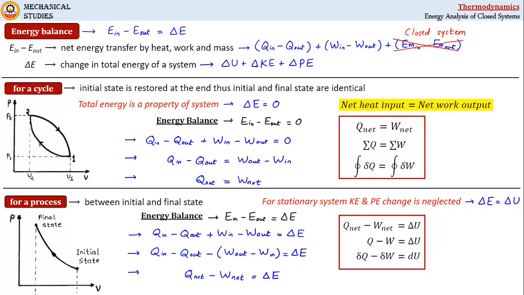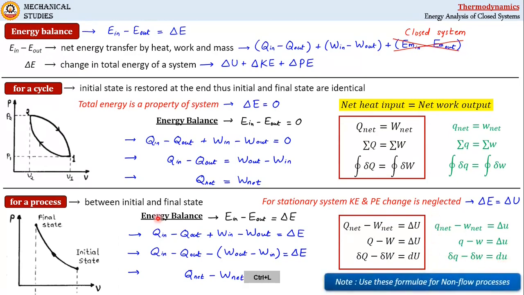However, the same expressions can be written on unit mass basis by using small letters like this. So here heat, work and internal energies are expressed on unit mass basis, and that's why they are expressed here with small letters. So please note here you can use these expressions for non-flow processes. That means the processes carried out in closed systems. Okay. In this way we have obtained final expressions of the first law of thermodynamics for closed system from energy balance.